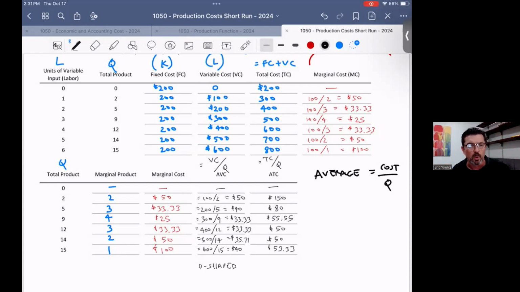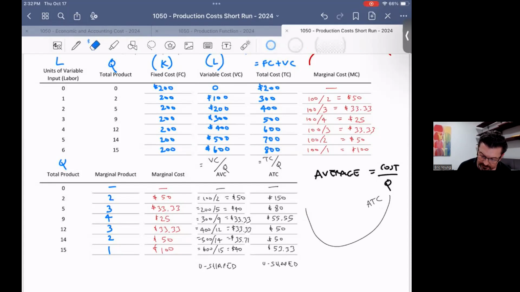And if we had had more numbers underneath that, we would have seen that it looks like this. Actually, probably a bit more like this. A nice U shape that we would call ATC. So once again, much like AVC, the ATC is U-shaped. And that, my friends, is how you crunch out your curves.